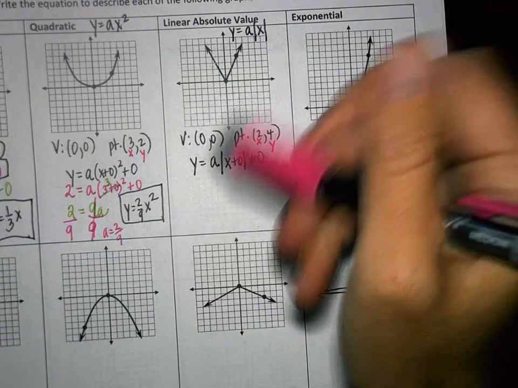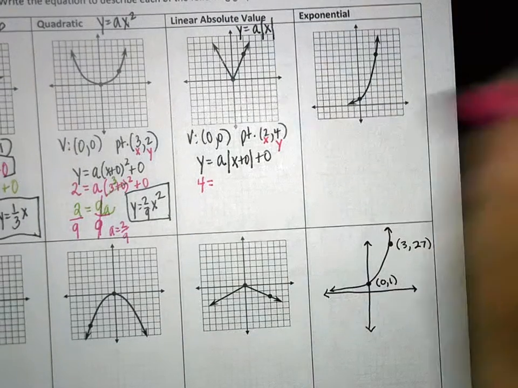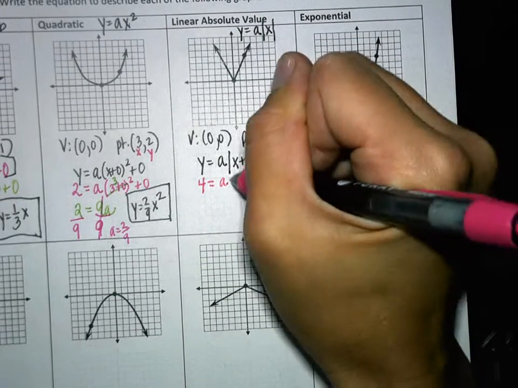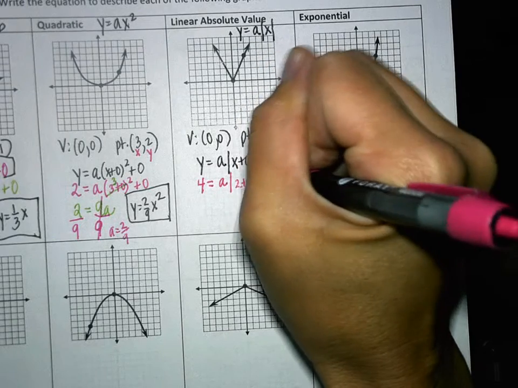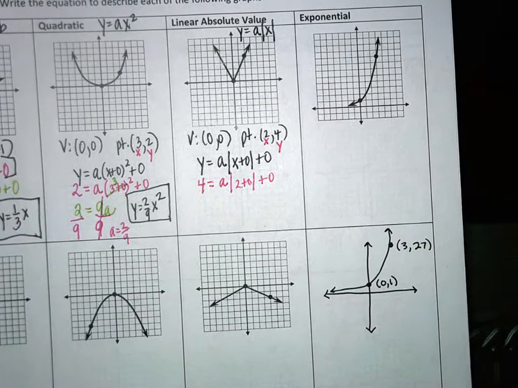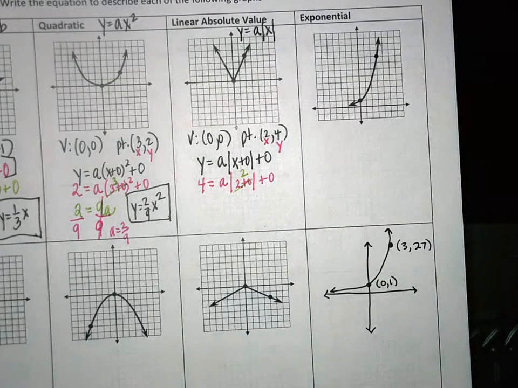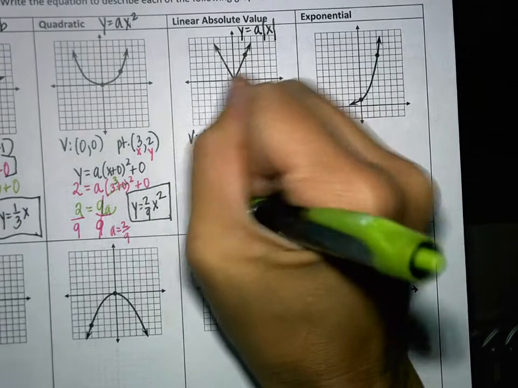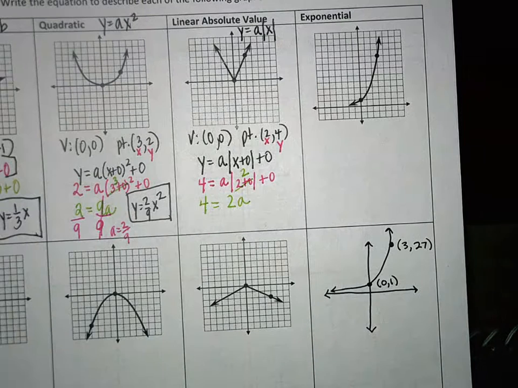So we take these and plug them in and we get 4 equals a absolute value of 2 plus 0 plus 0. What is 2 plus 0? 2. What is the absolute value of 2? 2. So that means I have 4 equals 2a. Are we okay with that?